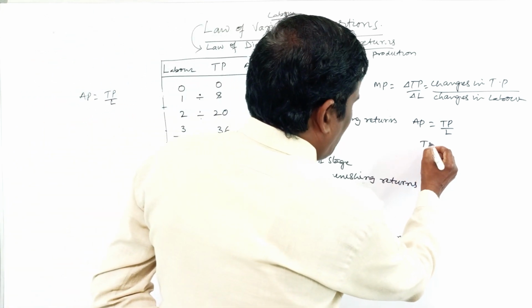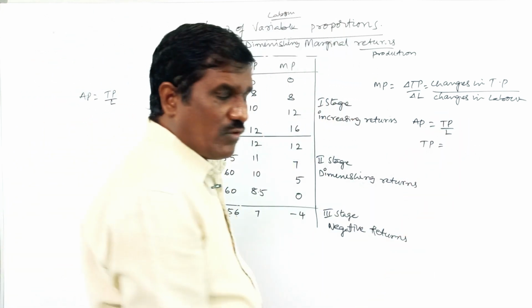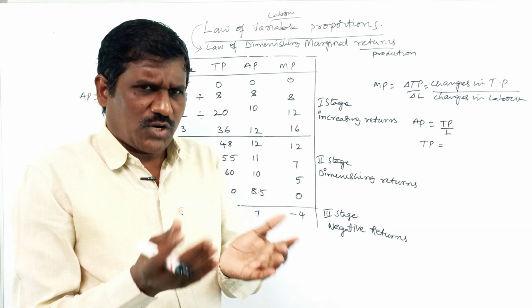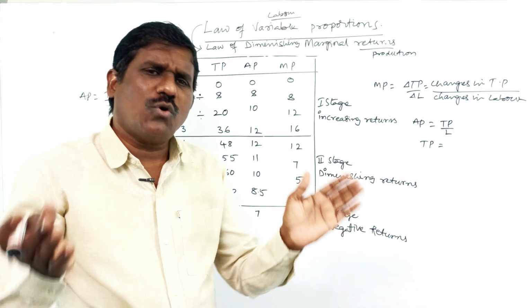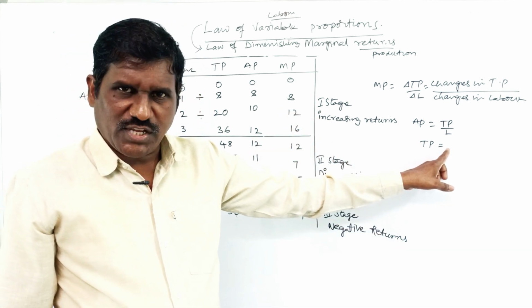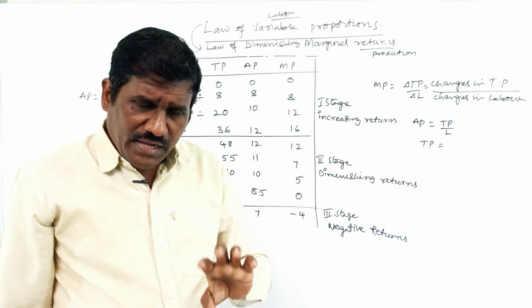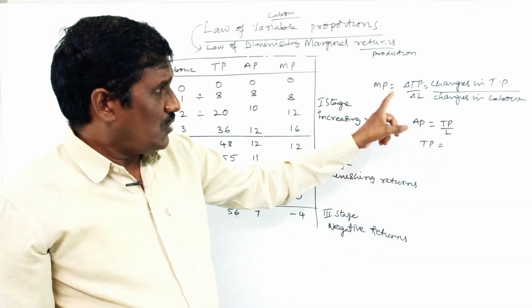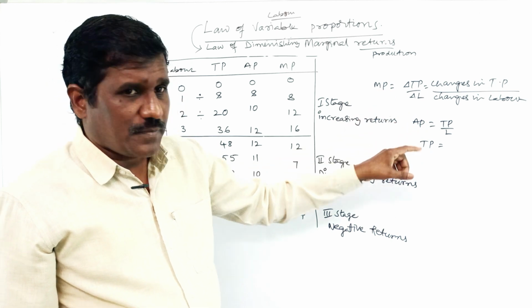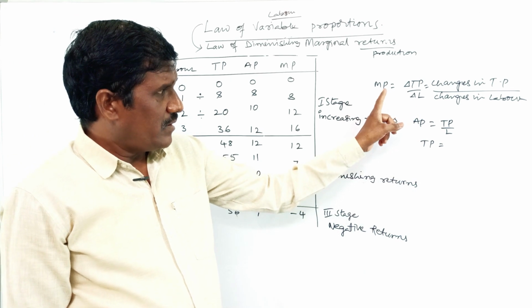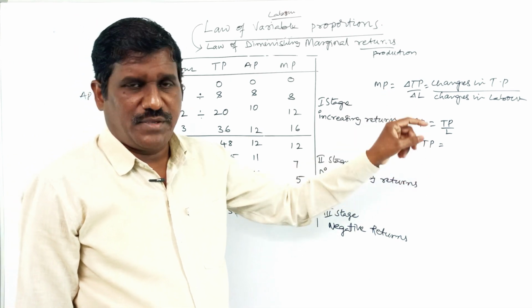Then total production. What is the total production? How many members are produced? The production which is produced by the total labor is called total production. The production which is produced by the number of labor or total labor is called the total production. So marginal production. So total MP, AP, TP.